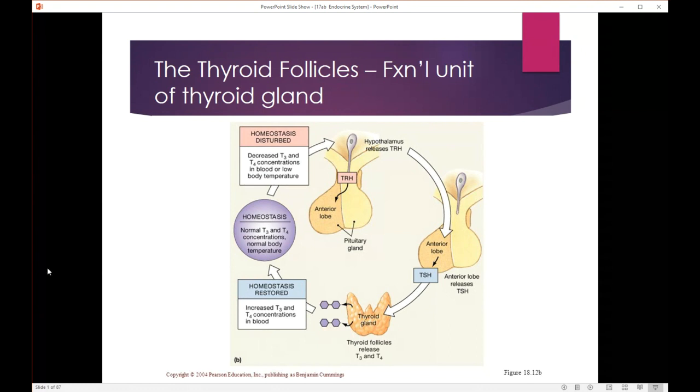Okay, I'm going to stop right here for our first part of the endocrine system, and we'll pick back up in just a bit on the second part of the endocrine system.